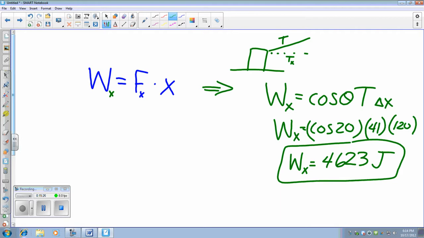Now, I'm realizing right now that we never talked about what the units are for work. They're joules. I hope you remember that from last year. They're joules, and it's spelled a fun way. J. Oh. All right, units for work.